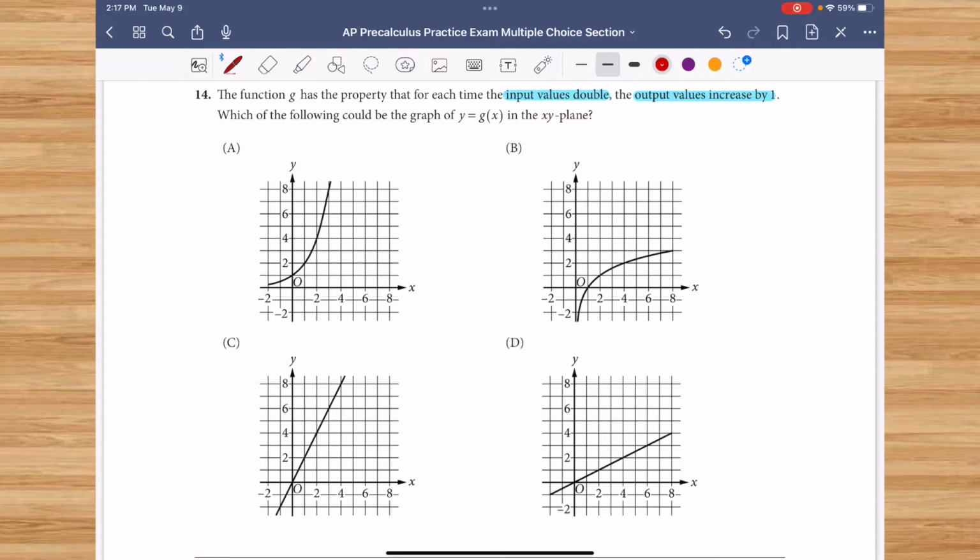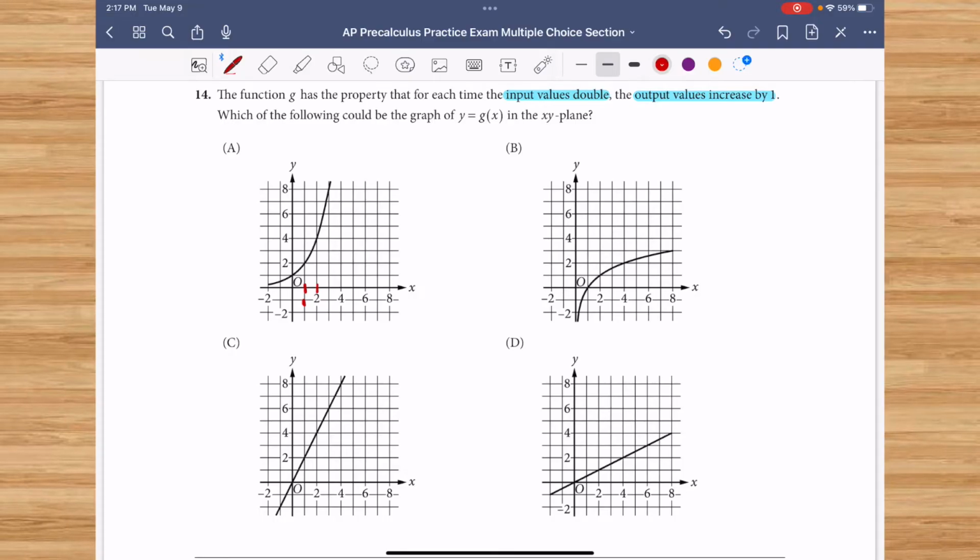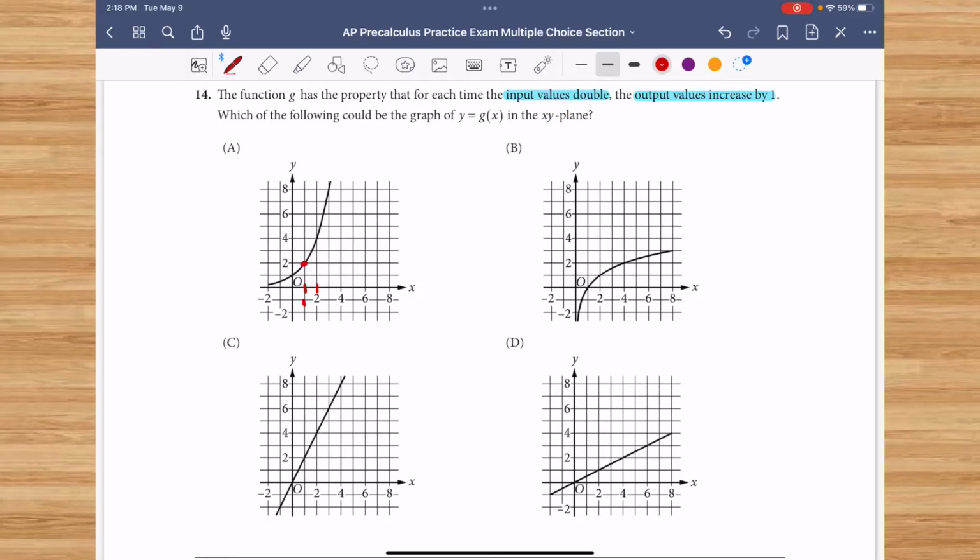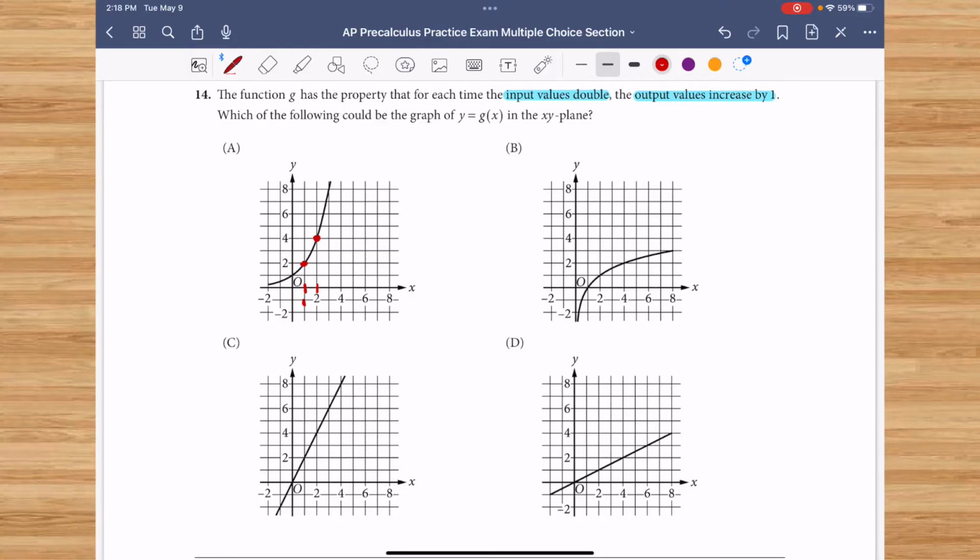Okay, so for example, if x was 1 and then I doubled that, so 1 to 2, my output values would only increase by 1. So here on A, this is going from 2 to 4. So that is not increasing by 1 for a double input value. So let's look at B.